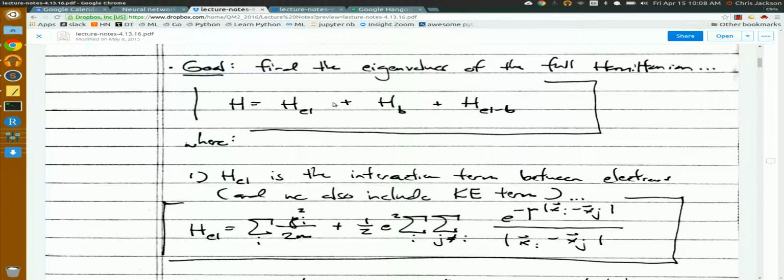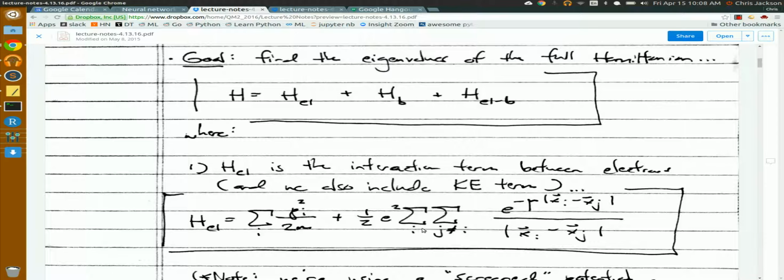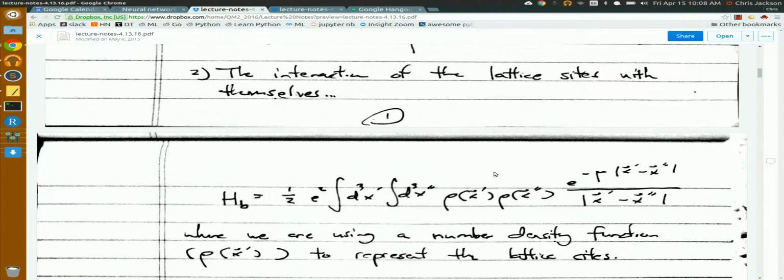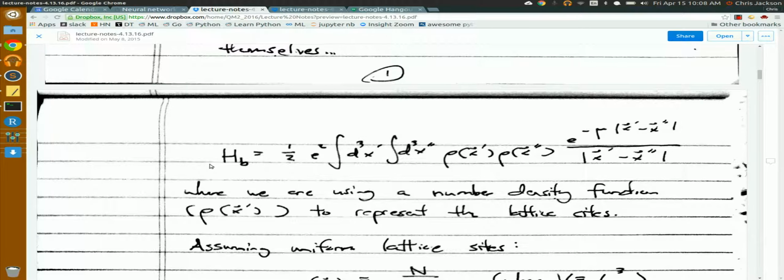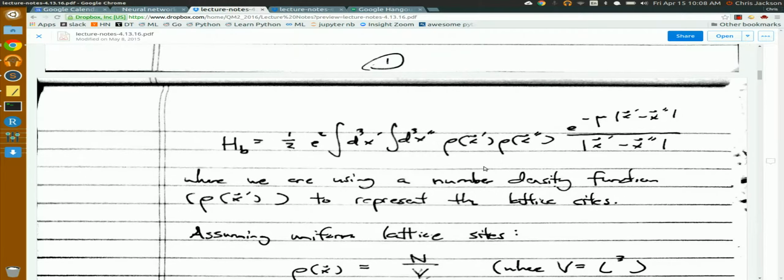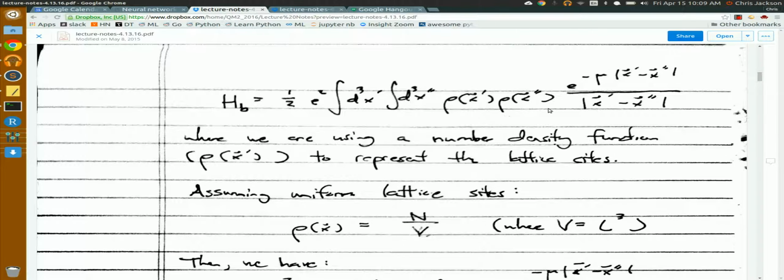We wrote down the exclusively electron part, which was made up of the kinetic energy of the electrons and their interactions. The other piece was the contribution from the background by itself, the interaction of the lattice sites. And that thing we went ahead and computed, because the number density represented by rho here is a constant, right? So the integral is doable.